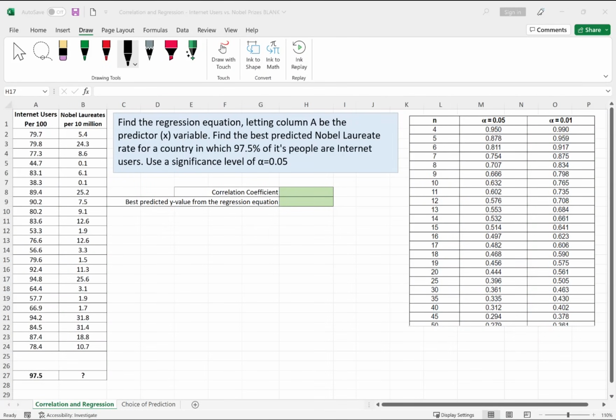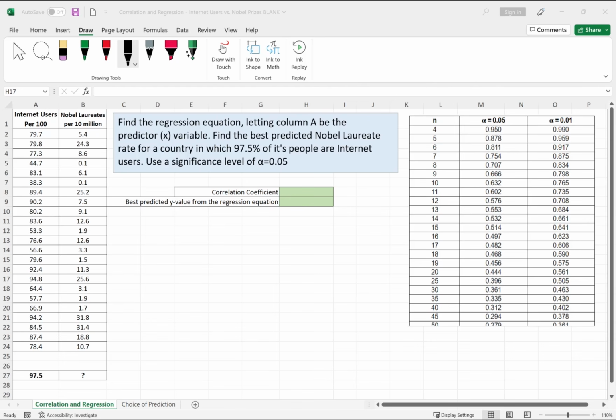Hi, and welcome to this edition of Excel for Introductory Statistics. In this activity, we're going to be doing a problem relating to correlation and regression. And it's going to be similar to the last two activities, the last two videos.